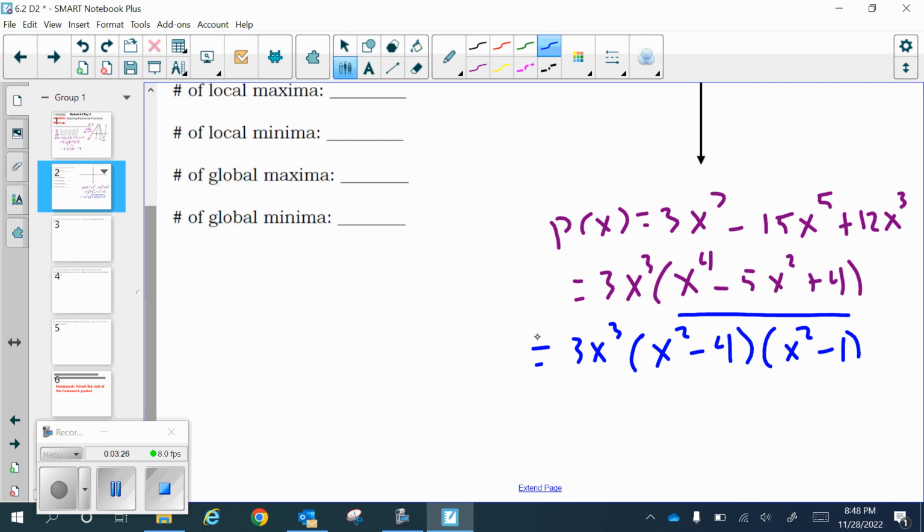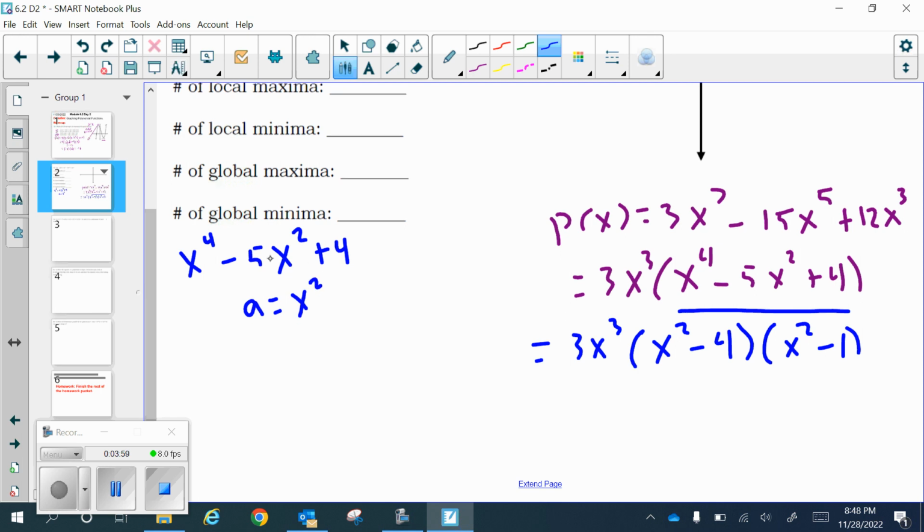If it's a little hard to see why it factored into x squared minus 4 and x squared minus 1, let's take that part to the side so I can explain what's happening. I have x to the 4th minus 5x squared plus 4. We're not really used to factoring trinomials that aren't quadratics, right? We're used to something like x squared minus 5x plus 4, not x to the 4th minus 5x squared plus 4. But you can play around with these numbers a bit. Let's say a equals x squared. You can do that. I'll plug my a into the expression above, and what I get is a squared minus 5a plus 4.